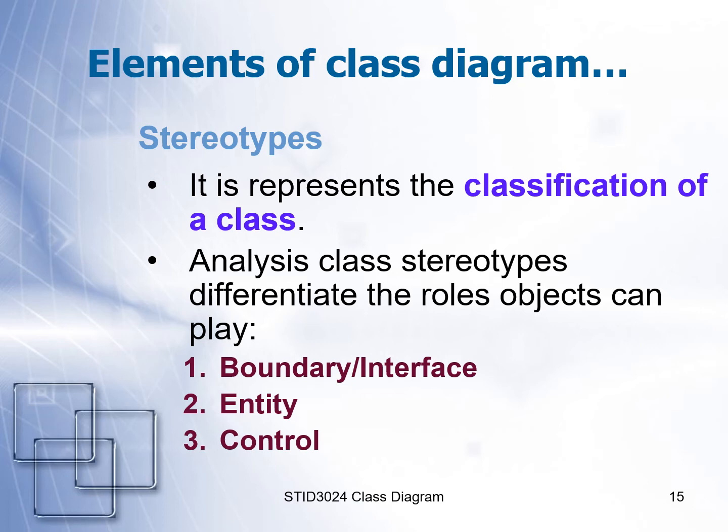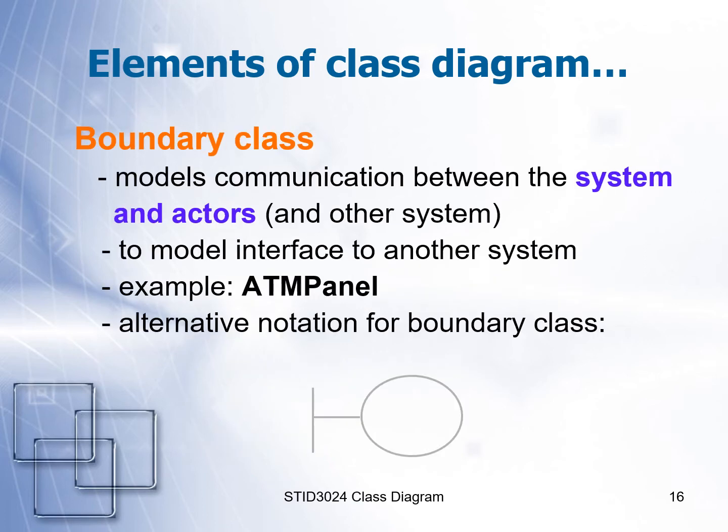So when you are identifying the classes, you will later on realize that there will be many classes, and you can actually group them together. You can classify it into 3 types, or in this slide we call it, you can label it into several class stereotypes. Okay, so you can either label it as boundary, entity, or controller. Okay, let's have a look.